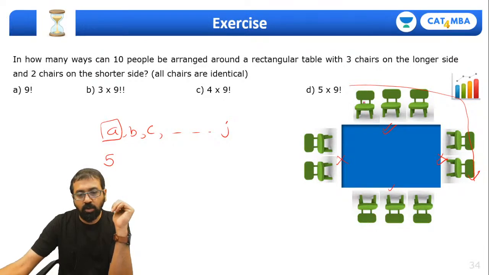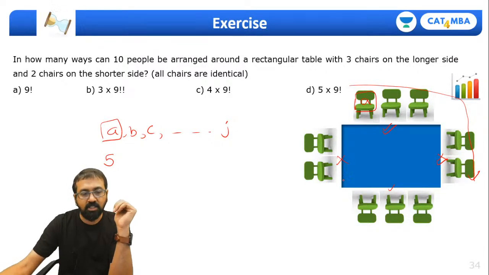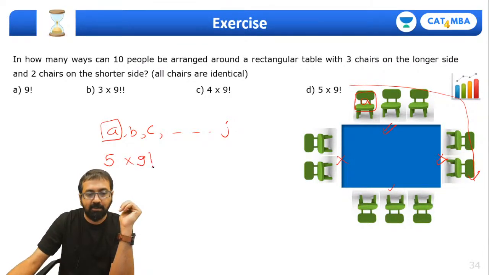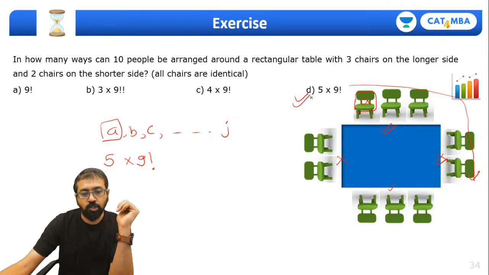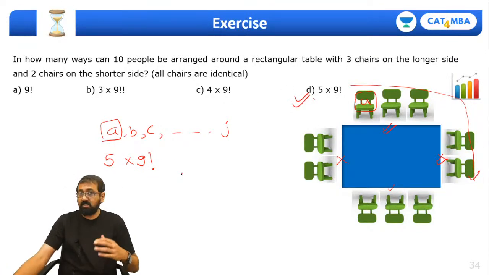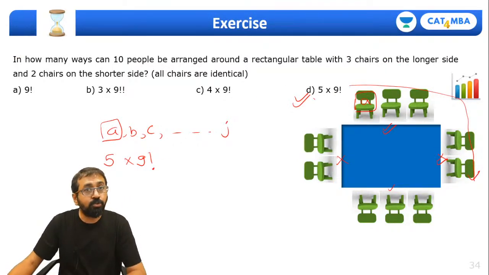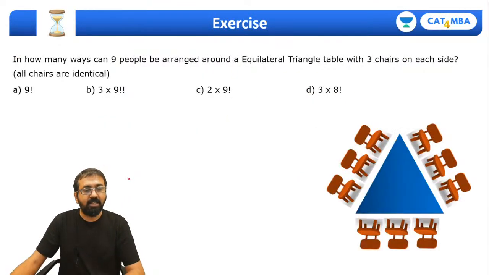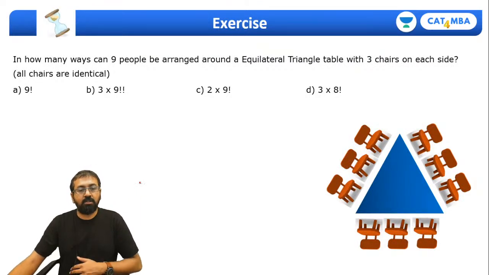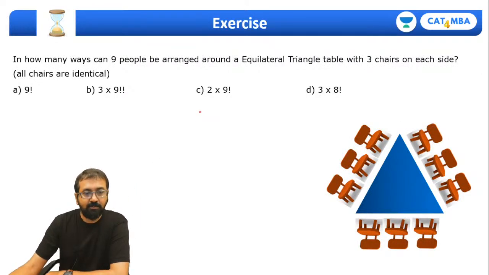And once you have fixed A over here, then all the 9 chairs are different. So the remaining 9 people can be arranged in 9 factorial ways. So once again, option D. It's just a coincidence that for 2 questions, it was option D. Don't assume that there is a pattern here, right? So please try this question honestly.